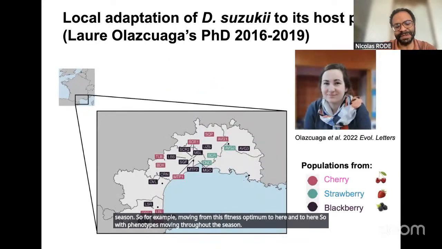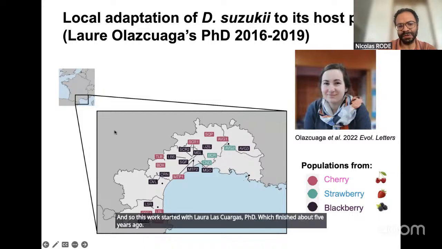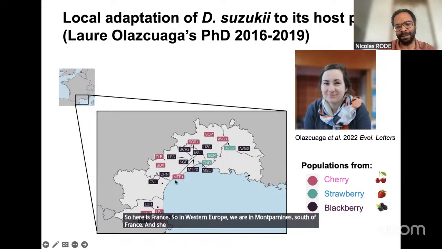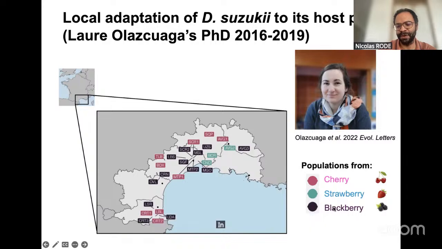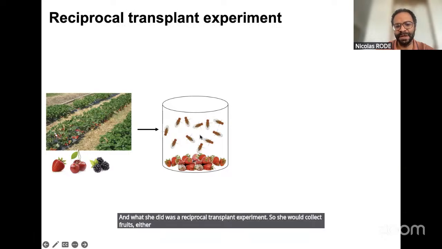And so this work started with Laure Lasquaga's PhD, which finished about 5 years ago. So here is France, in Western Europe. We are in Montpellier, in the south of France, and she sampled fly populations from different fruits: either from cherries in pink, from strawberry in green, or from blackberry in black. And what she did was a reciprocal transplant experiment. She would collect fruits, either one of these three fruits. The fruits are infested, so the fruits are put in cages in the lab and the flies emerge.